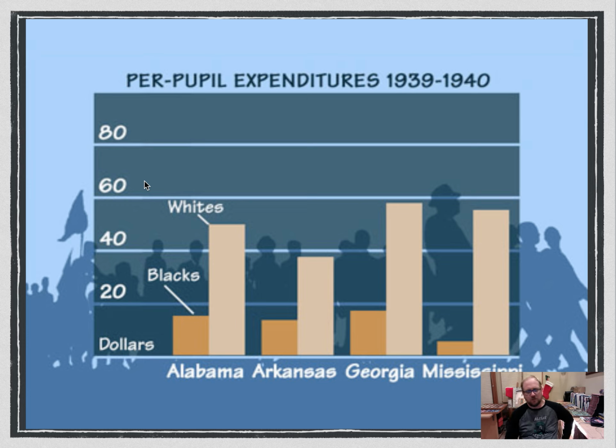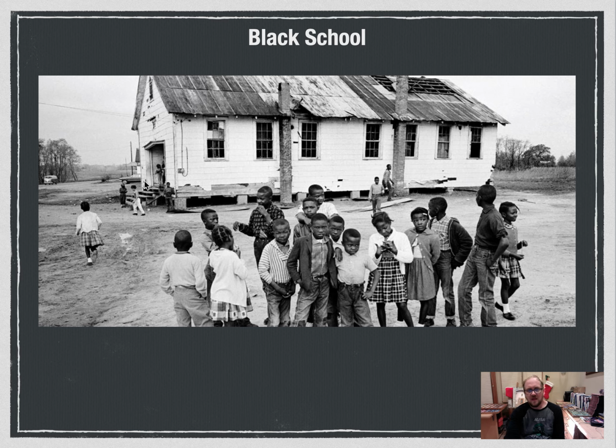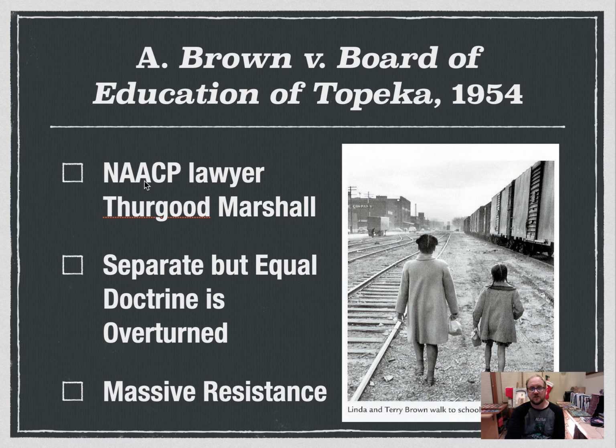You see here the pupil expenditure. You see how little money was spent on African American students compared to white students during the 1930s, 1940s, and 1950s in southern states. And in reality, when you see a black school compared to a white school, the spending is drastically different.